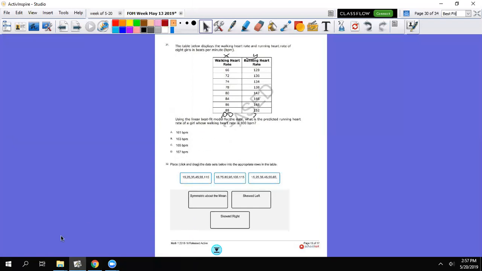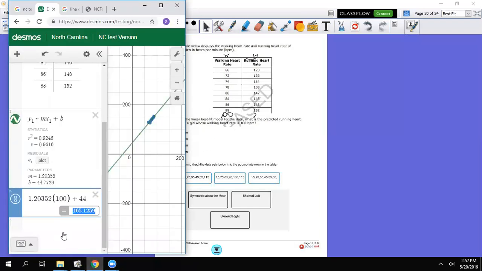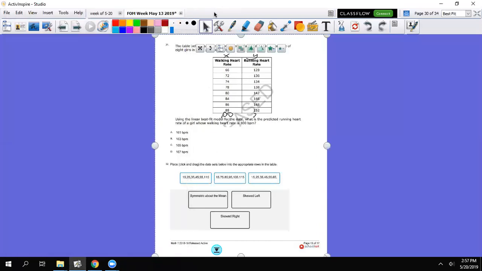I want to go ahead and look here. All of these are whole numbers, so I'm going to round what we have, and I know that 0.1 would round down to a whole number of 165. So we could expect, based on the linear model of best fit, oops, that's not it. I definitely started writing the wrong one, so here we go. Based on the linear model of best fit, a girl who has a walking heart rate of 100 beats per minute would have a running heart rate of 165 beats per minute.